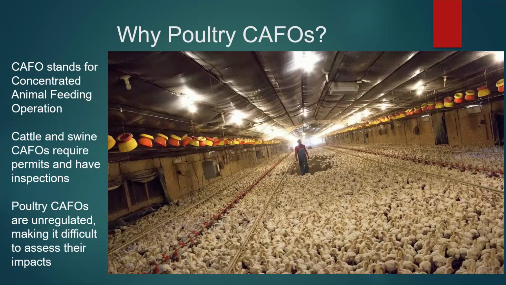This study explores the use of remote sensing techniques, aerial imagery, and machine learning to systematically identify the location and distribution of poultry CAFOs in the High Rock Lake watershed. And this image here shows the interior of a poultry CAFO. So you can see where all these chickens are. There's one person standing in the middle, and you can kind of see how packed in they are. And that will come up later in the presentation.